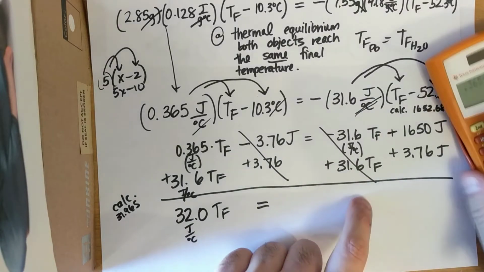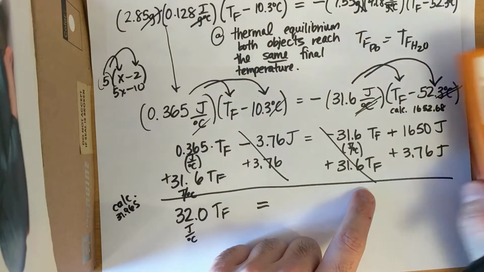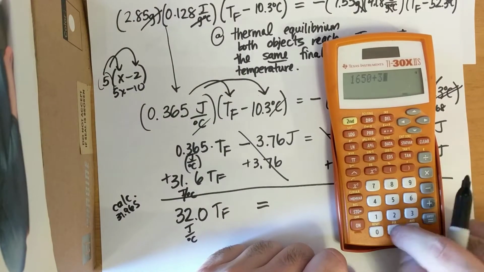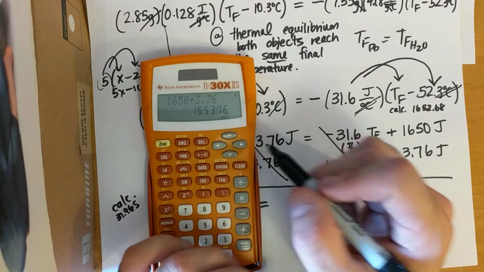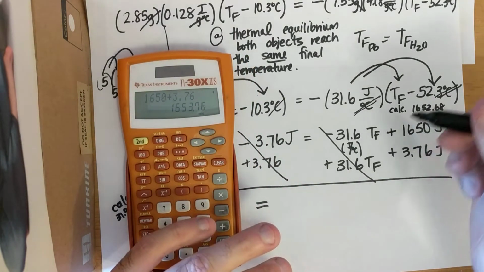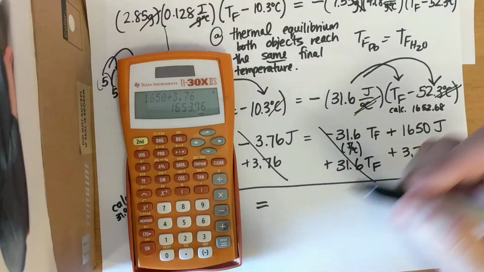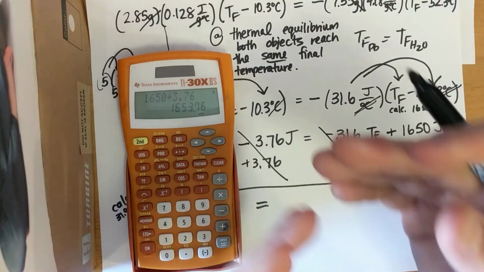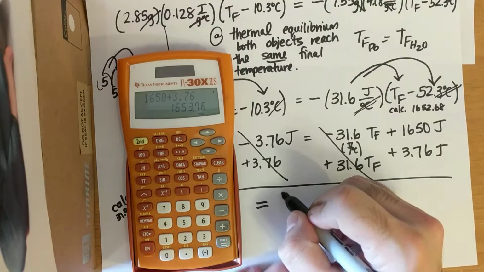And on this side, I get 1,650 plus 3.76, which is 1,653.76. Of course, if I wanted 3 sig figs, I'd have it as 1,650. I'm going to keep this non-rounded answer so it's not the same as before, and make sure I have the correct number of significant figures in the end. I'm just switching it up so you see how it doesn't matter when or where you use significant figures, as long as you express your answer to the correct number of significant figures.